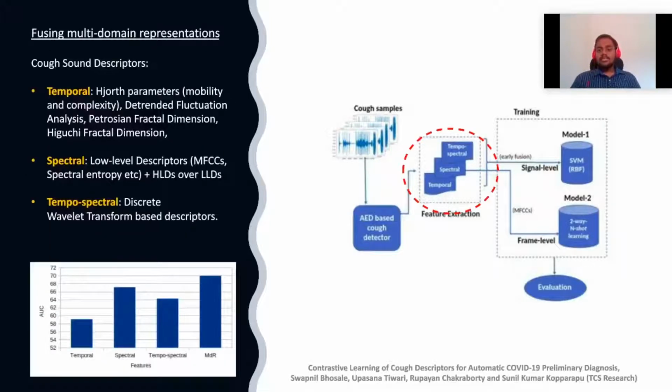Talking about the feature space, besides the temporal and spectral features, we are also looking at the temporal variations in the spectral dynamics of a cough signal. On top of that, what we find is that when we fuse all these three, the temporal, spectral, and tempo-spectral features, we get a much more robust feature set. So that is the MDR, the multi-domain representation. That's the basic fusion of all these three features.